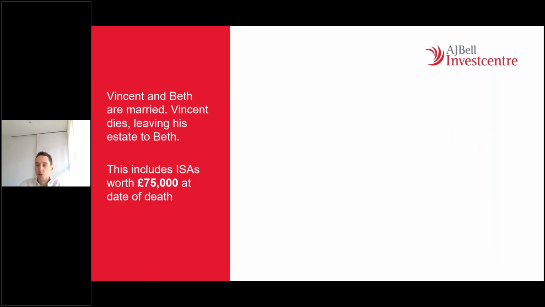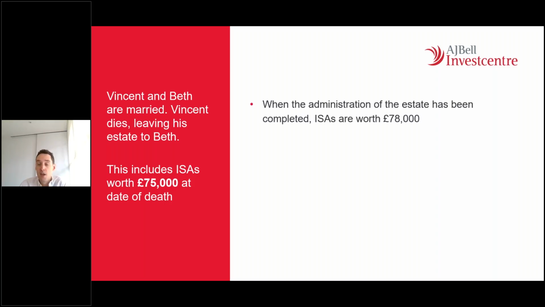So just a quick example, just to put that into some context. We've got a married couple here. The husband passes away, leaving his whole estate to his wife. The ISA at that point was worth £75,000 at death. The administration of the estate's completed a few months later. The ISA is now worth £78,000. So that's the value we can use for our APS value.